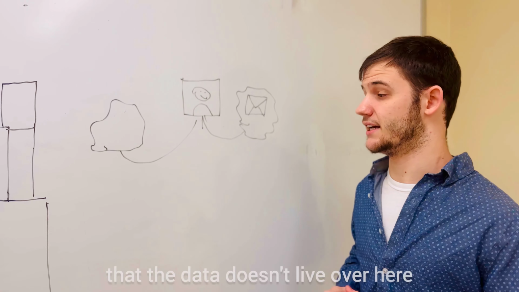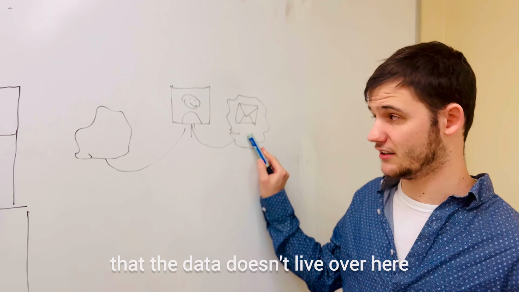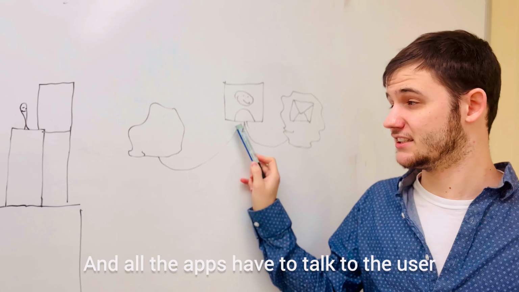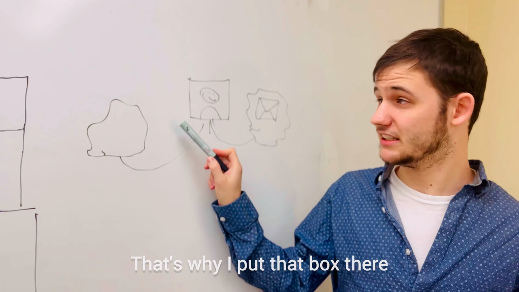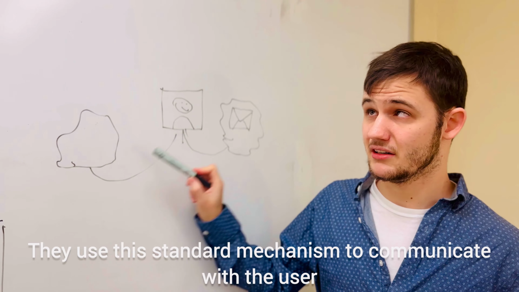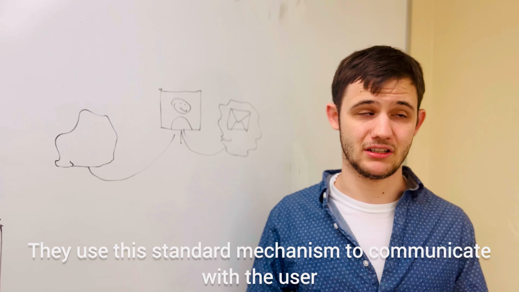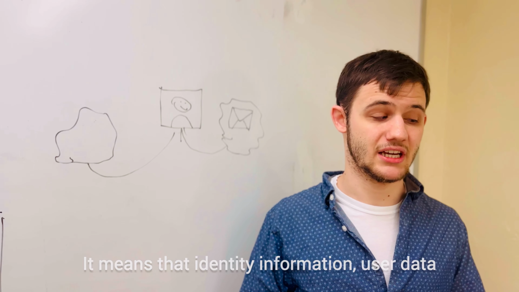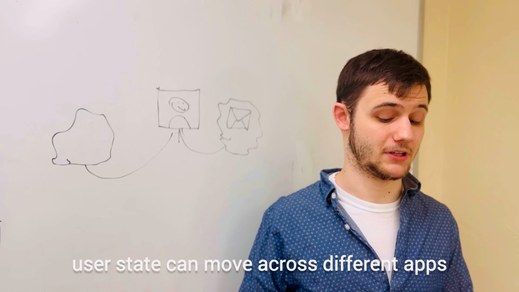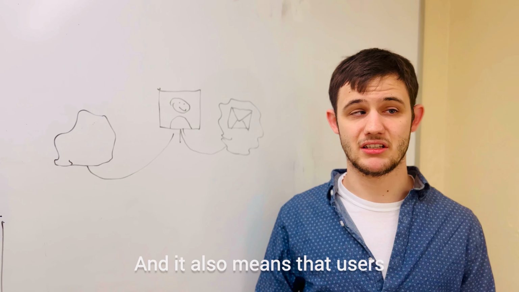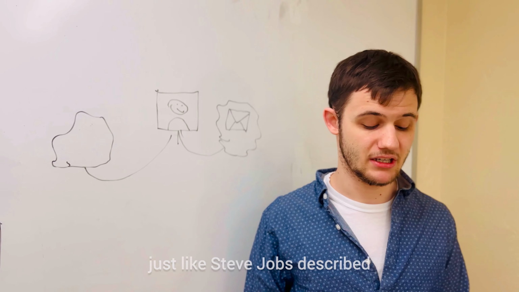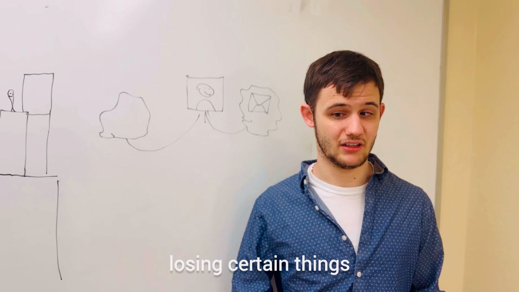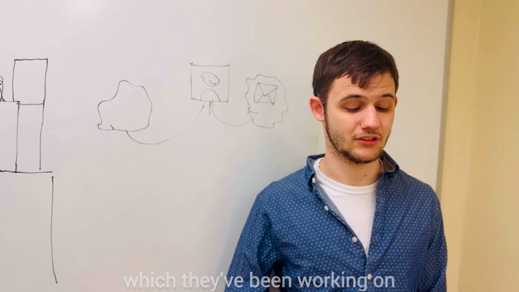By making it so that the data doesn't live over here, but instead it lives in here with the user, and all the apps have to talk to the user. That's why I put that box there. They use this standard mechanism to communicate with the user. It means that identity information, user data, user state can move across different apps. And it also means that users, just like Steve Jobs described, can move across different devices without losing certain things which they've been working on.